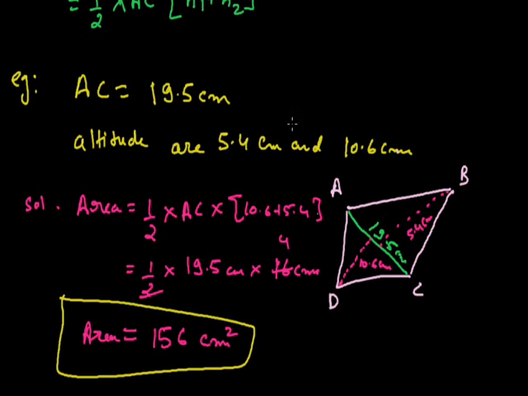What we have to do is simply multiply one of the diagonals by the sum of the opposite altitudes. दोनों साइड डायगनल्स पर जो altitudes हैं उन दोनों का सम करना है, मल्टीप्लाई करना है उसके डायगनल से और उसको हाफ कर देना है. So we will get the area of the quadrilateral ABCD.